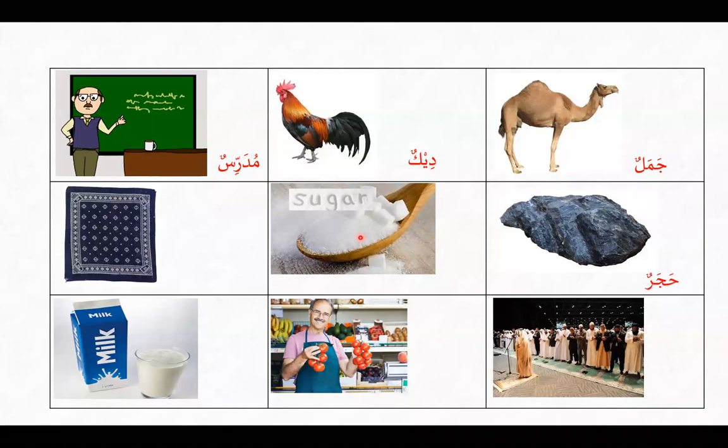Sugar. Sukkarun. So you ask the question, Ma hadha? Hadha sukkarun. This is sugar. Ahadha qamisun? What is qamis? Qamis is a shirt. So I'm asking, Ahadha qamisun? The answer will be La. Hadha mindilun. Say that everyone. Mindilun is a kerchief. Hadha mindilun. This is the kerchief.